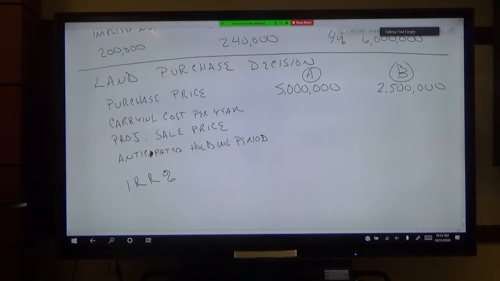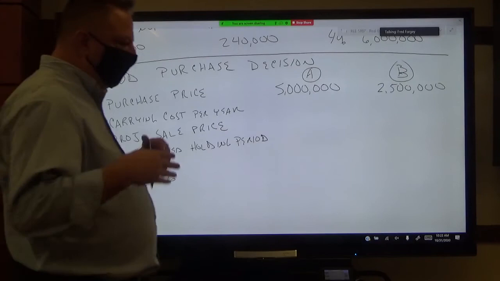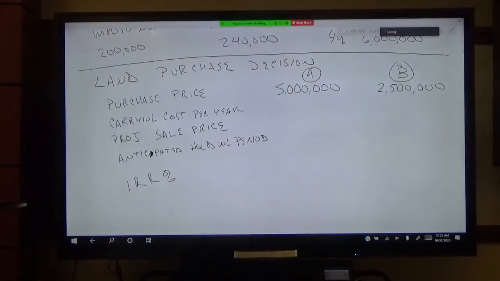Now, this next variable we haven't really talked a lot about. It should be somewhat obvious what it is, in the sense of carrying cost per year. So if you own land, what do you have to pay for? Property taxes each year. Insurance, maybe in case somebody gets on the property and hurts themselves. What else might you pay, if it's raw land? Landscaping, or keeping it mowed and maintained and that sort of thing. Anything else you can think of?